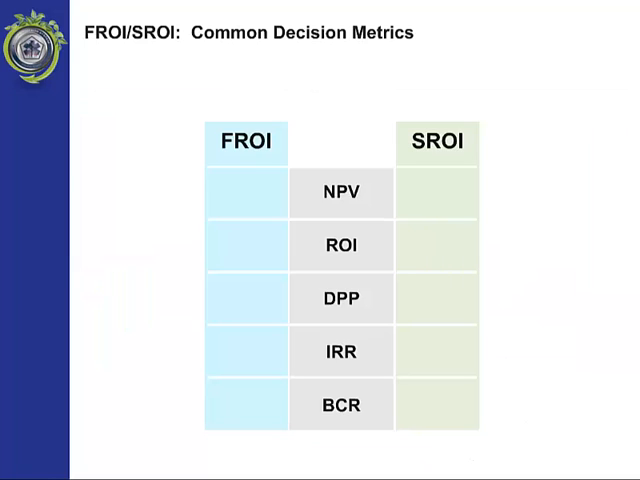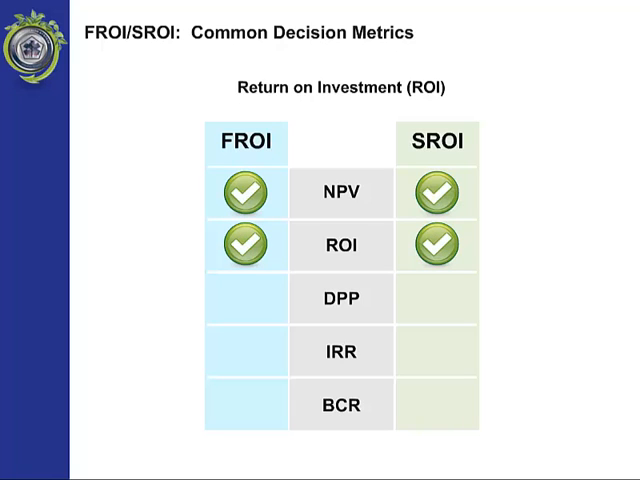FROI and SROI provide common economic output decision metrics, which include net present value, the sum of the present value of future cash flows less the present value of the project's costs. Return on investment, the ratio of the net value of an investment relative to the cost of the investment. Discounted payback period, the period of time required for the return on an investment to recover the sum of the original investment on a discounted cash flow basis.